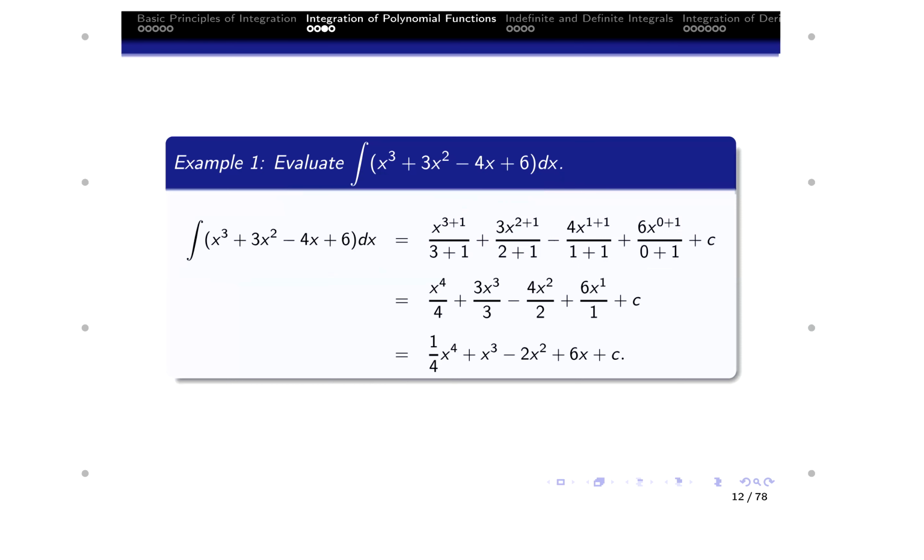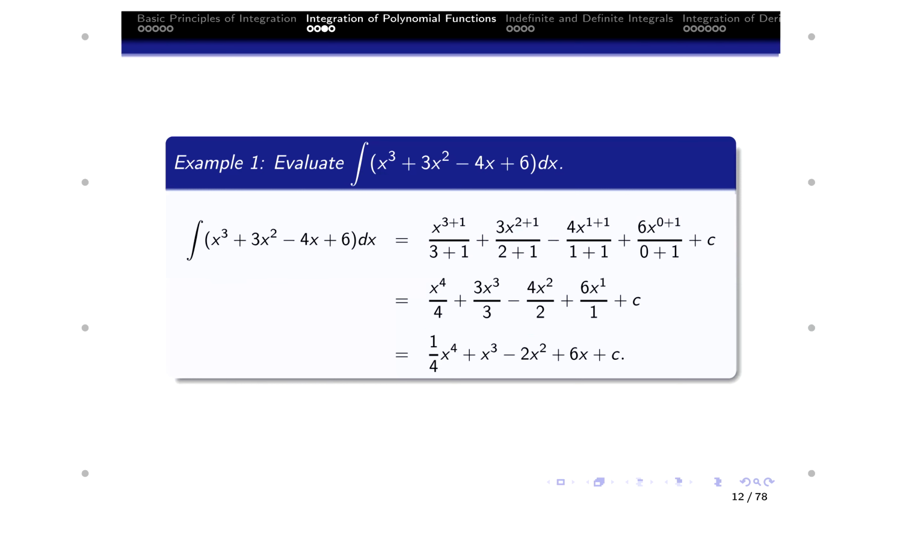So you have x raised to power 4 divided by 4, 3x raised to power 3 divided by 3, minus 4x raised to power 2 divided by 2, plus 6x raised to power 1 divided by 1, plus the arbitrary constant. And then you go further, and then you have x raised to power 4 over 4, which is the same thing as 1 over 4, x raised to power 4.